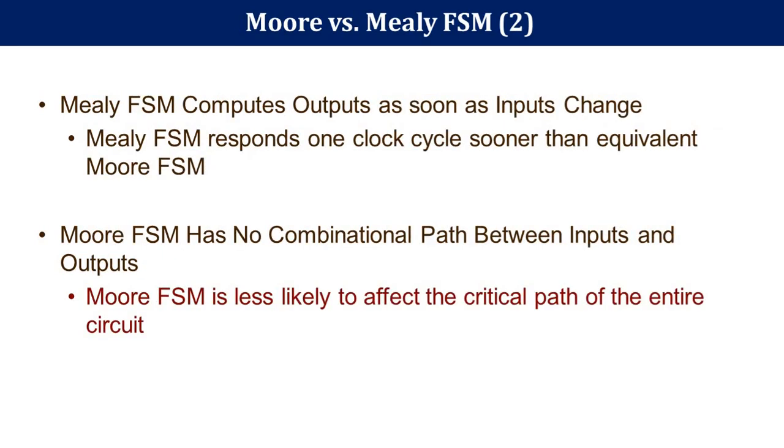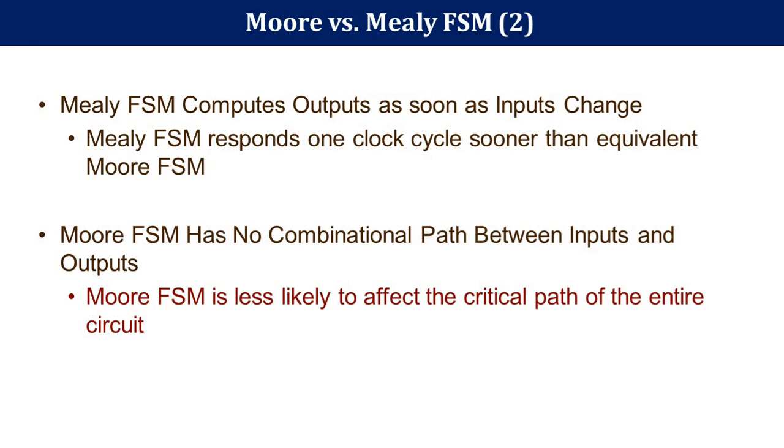Mealy FSM computes the output as soon as the input changes. Meaning as the input changes, it will compute the output, because the output is a function of the present state as well as the input. Hence Mealy FSM responds one clock cycle sooner than the equivalent Moore FSM. This is the reason why Mealy FSMs are faster: they respond one clock cycle earlier with respect to the Moore FSM. Hence we get the output earlier, at the earlier clock edge.